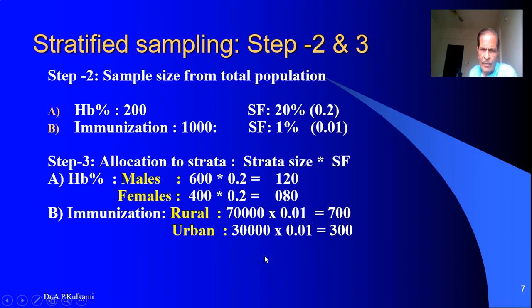The total urban population is 30,000. So we multiply it by the sampling fraction and it is 300. So in the sample of 1,000, we are surveying 700 from the rural area, that is 70%. And we are studying 300 persons from the urban area, which is 30% of the total sample size.